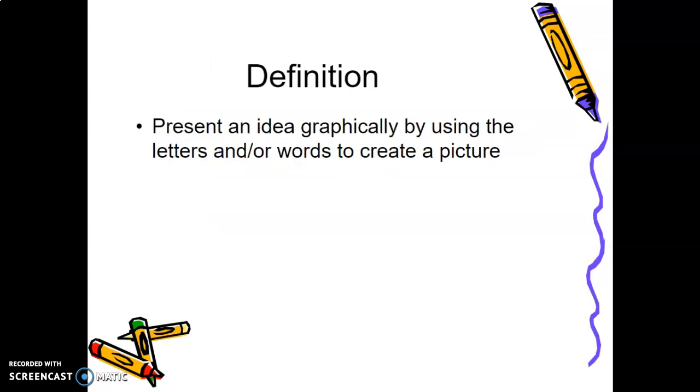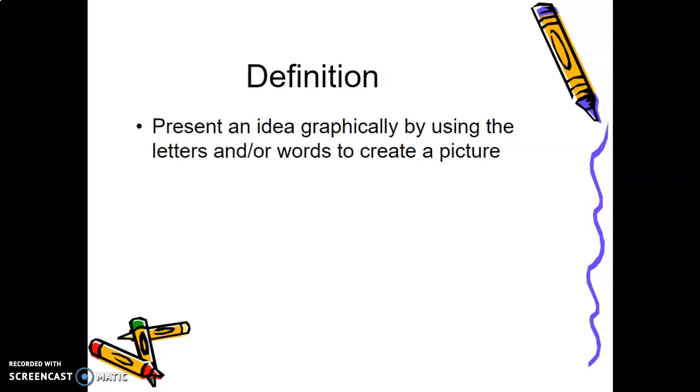Basically, concrete poetry is where we are writing a poem, but at the same time presenting an idea graphically by using the letters and or the words to create a picture. So this is a really fun art form because it allows us not only to be clever and creative with our words, but also clever and creative with the picture that we leave behind with our words. So let's go ahead and just get through this.